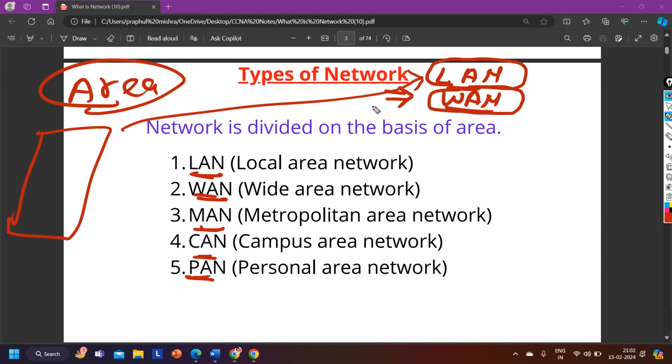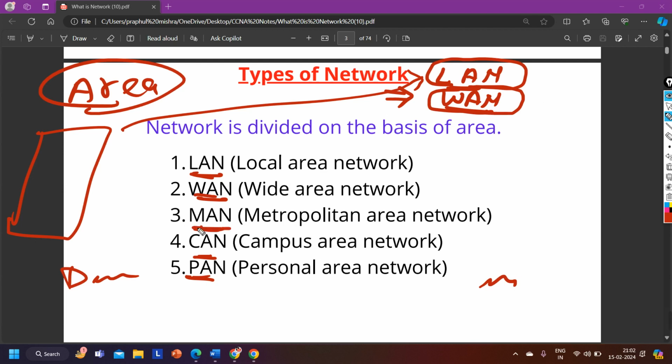LAN. Correct? If we are implementing a network in a large geographical area, let's say between Delhi and Mumbai, between Bangalore and Chennai, these types of networks are WAN, wide area network. Network between India to US, India to Canada, these types of networks are what? WAN.